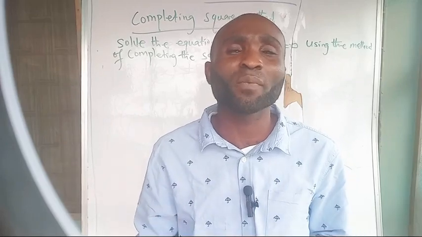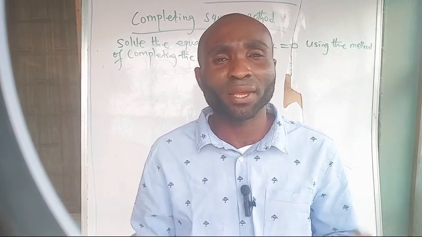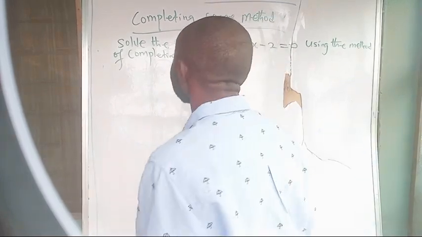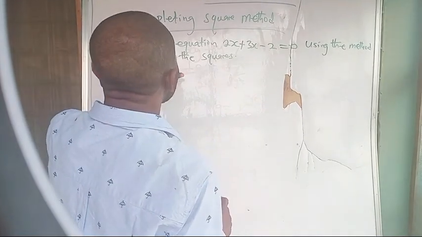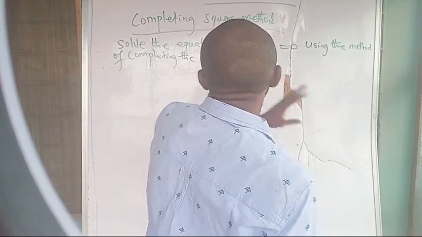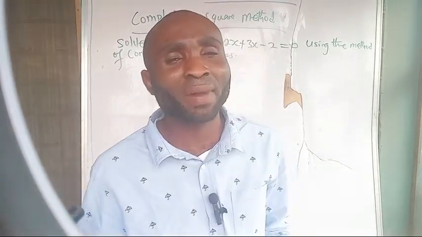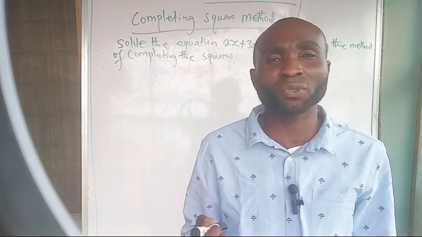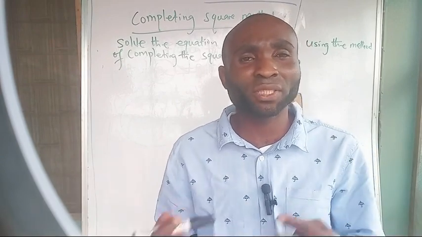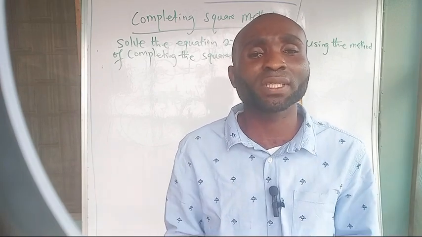In this lesson, I'll be explaining all you need to understand quadratic equations by the completing the square method. So guys, now we have the question: solve the equation 2x squared plus 3x minus 2 is equal to 0 using the completing the square method. As I explained in my former lesson, you can go and check it out. Before you understand the completing the square method, you should be able to understand perfect squares of quadratic equations.